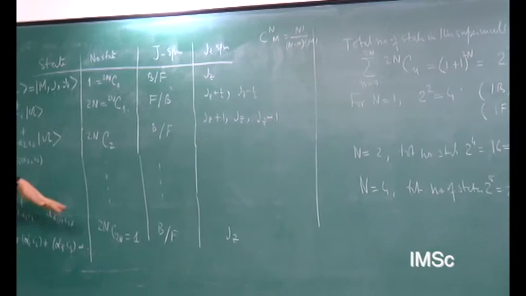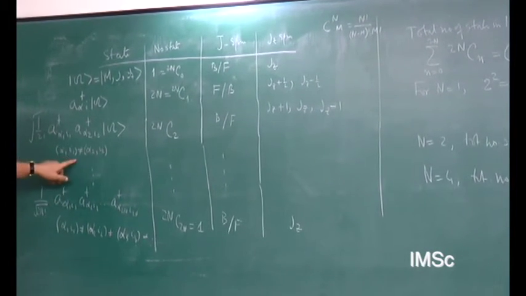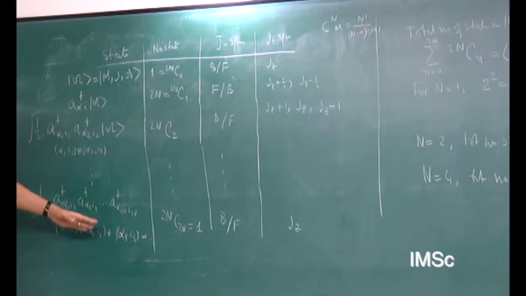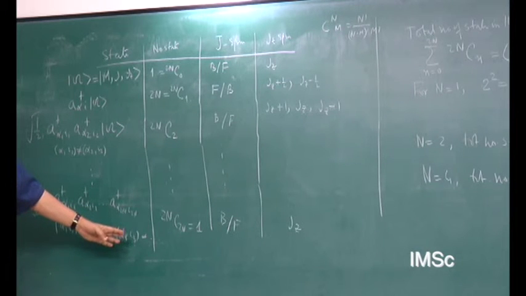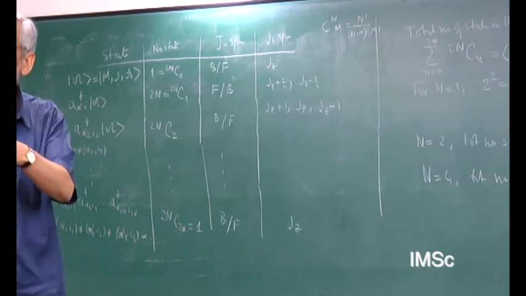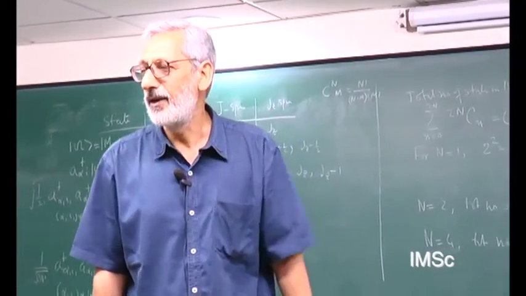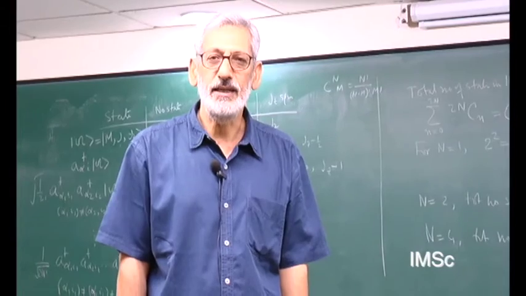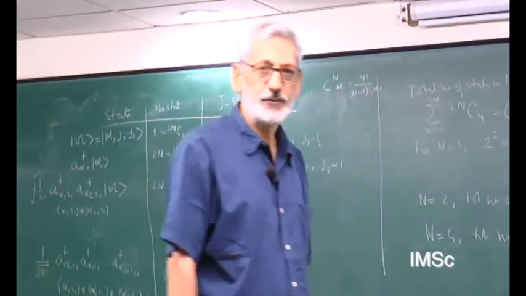These oscillators, A1 types, increase the value of J by half. You're saying that for a given value of capital N, there will be some of these states which may not be there because they will take you out of the thickness. Yes, that's true. I think in my notes I have given those conditions for you. I'm skipping it here. You just look it up and see what the highest and lowest values are that J can have.